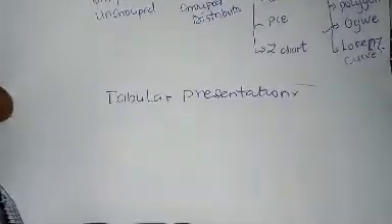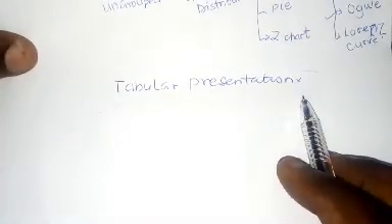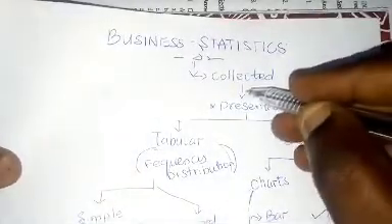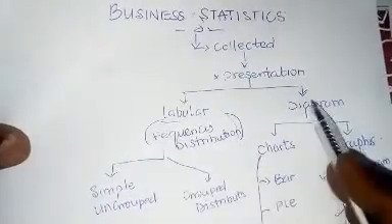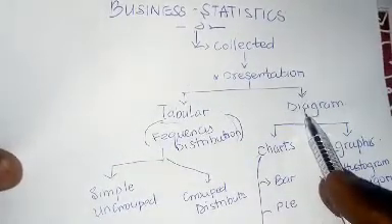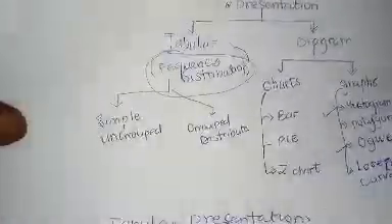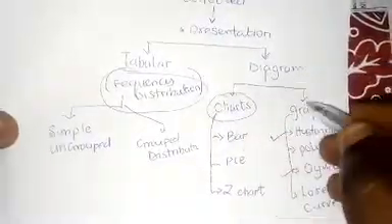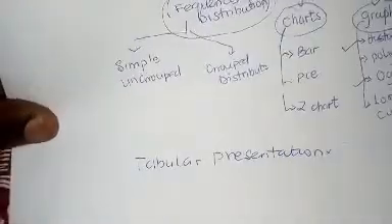Okay, so in this video we are going to continue with tabular presentation. In the last video I said when data are collected they must be presented in two forms, that is either tabular or diagrammatically. The tabular is called frequency distribution, while the diagram is segmented into two: charts and graphs. I gave you examples of graph, so if you watch the last video, you will see all this explanation.